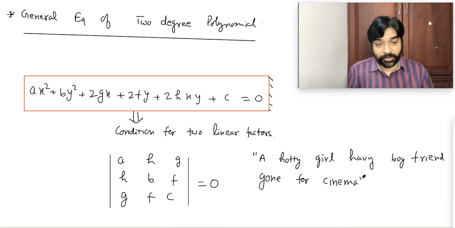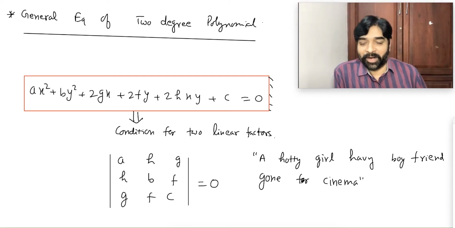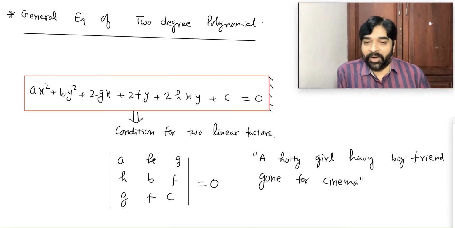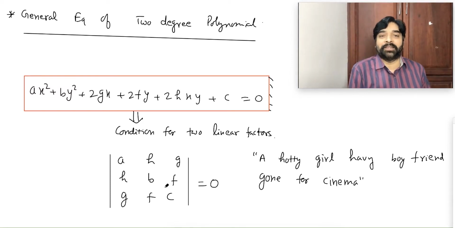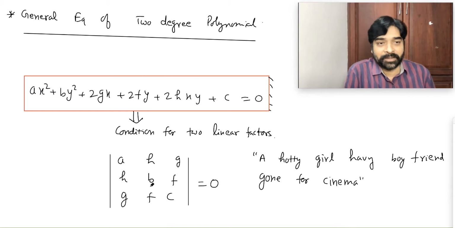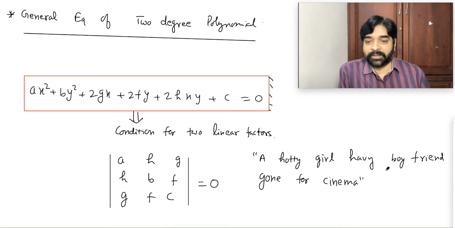This is the way I used to remember it, otherwise I cannot remember it. Please avoid the wording: a haughty girl having boyfriend gone for cinema. That's all. The mistake will not come, because it is such a typical kind of determinant, we used to forget it. It's very common, we used to forget. So this way it will be easily remembered in your mind and mistake will not come.